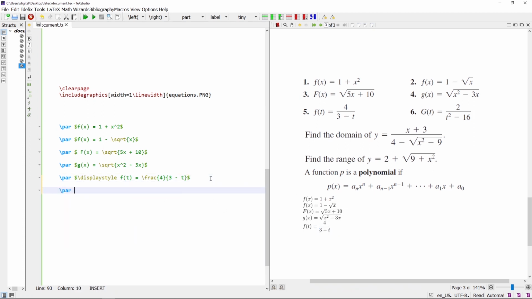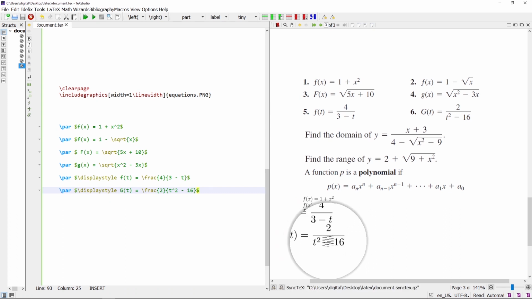The sixth equation is g of t is equal to fraction. Write the fraction. In the numerator there is 2 and in the denominator there is t square. Write t power 2 minus 16. Write the displaystyle command. And the sixth equation is coming here.